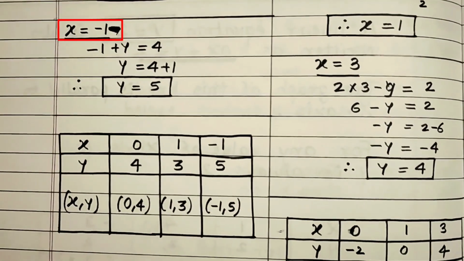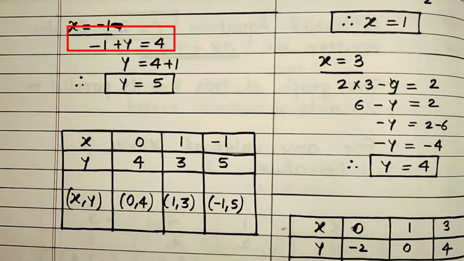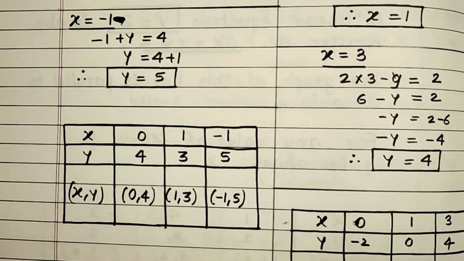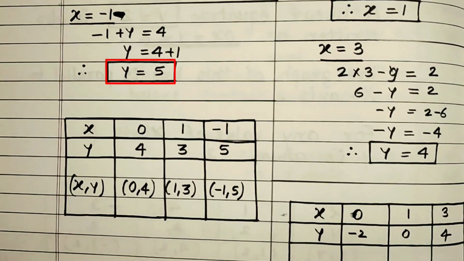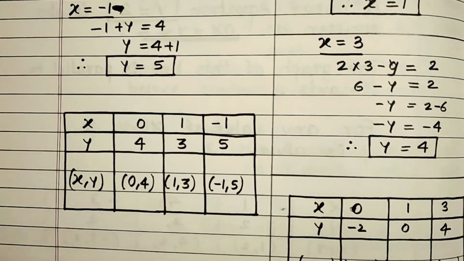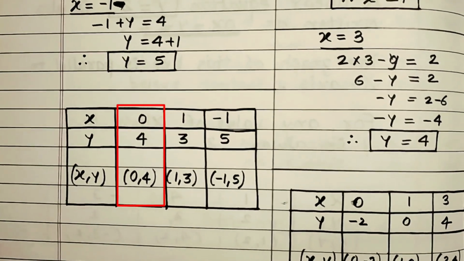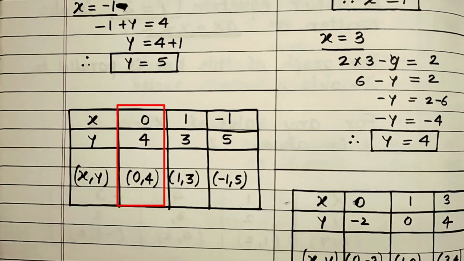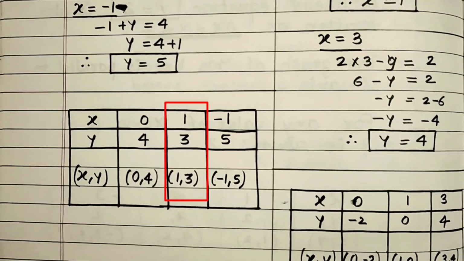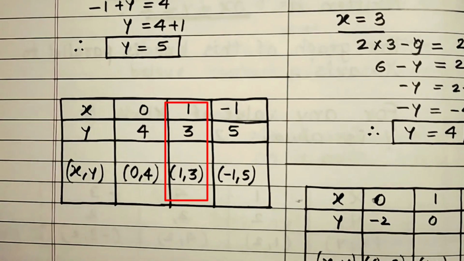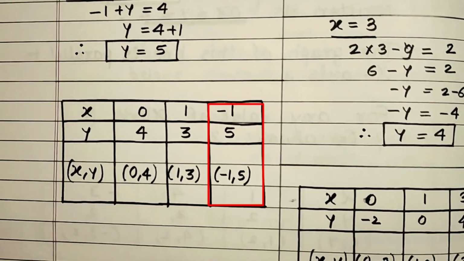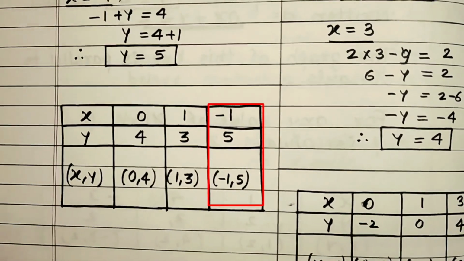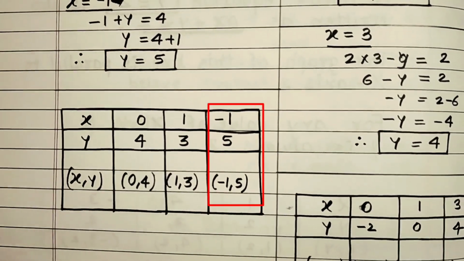Now we take x is equal to minus 1. Minus 1 plus y is equal to 4. Y is equal to 4 plus 1. Therefore, y is equal to 5. When x is equal to 0, then y is equal to 4, (x, y) is (0, 4). When x is equal to 1, y is equal to 3, (x, y) is (1, 3). When x is equal to minus 1, then y is equal to 5, (x, y) is (minus 1, 5).